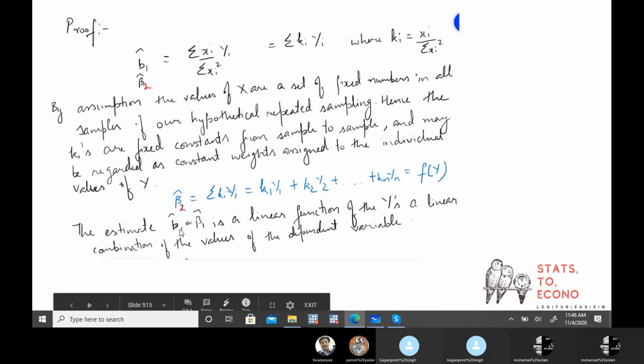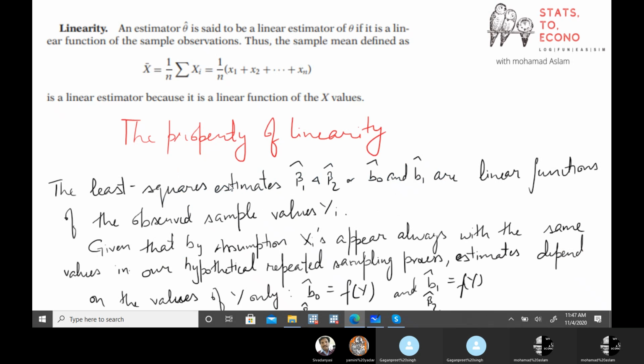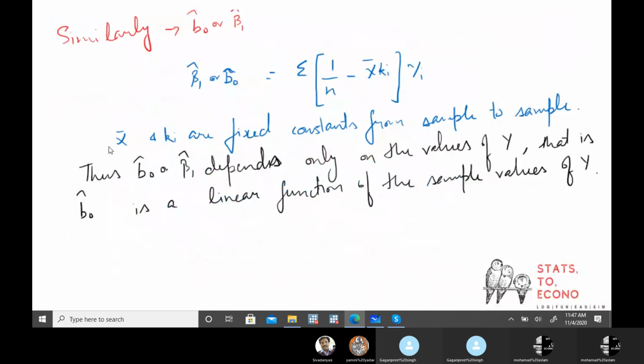Here it's actually beta 1 if it's Koutsoyiannis and beta 2 hat if it's Gujarati. So this is for the slope coefficient, that this particular coefficient is linear in estimate, and that's the first property of this Gauss-Markov theorem we have. Similarly, the intercept coefficient.